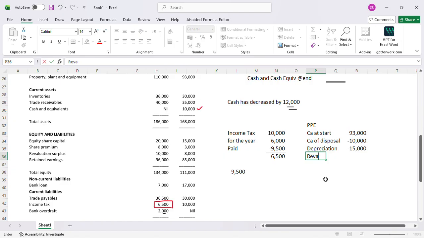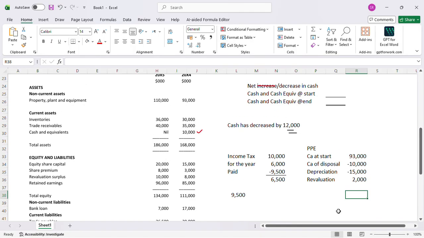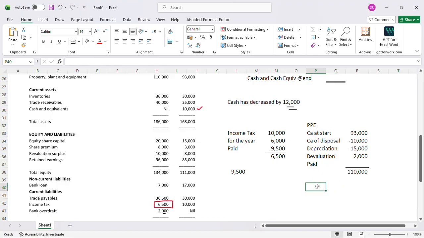Now this revaluation must have increased the value of the asset. And then at the end, we end up with 110,000, isn't it? So 110,000. Now, this here would be the cash paid to acquire any property, plant, and equipment.